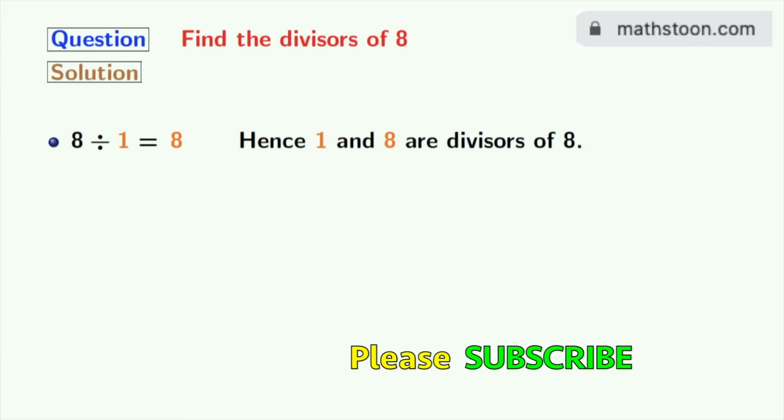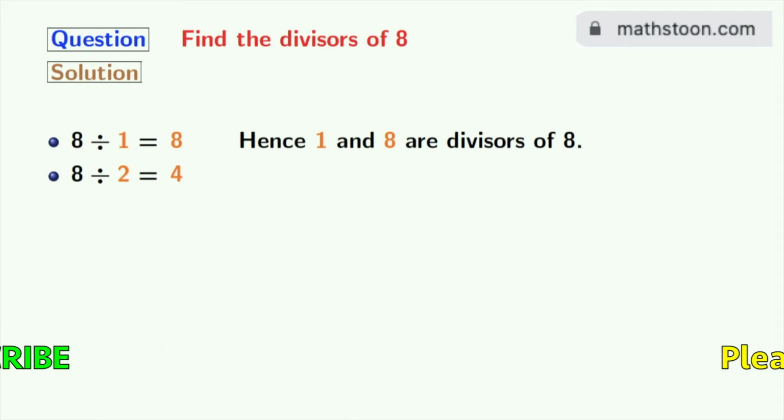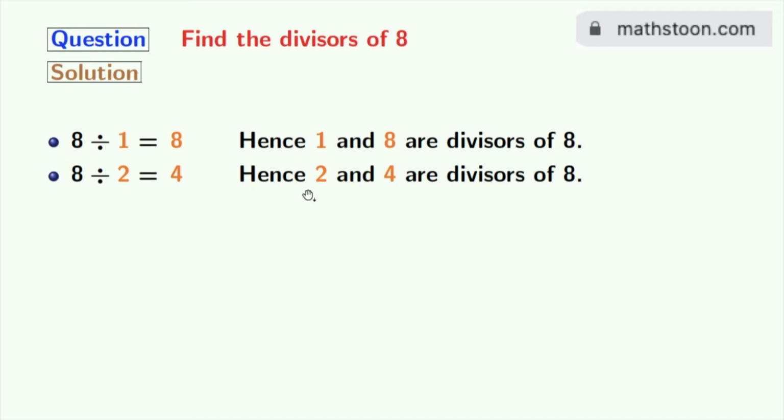Now we will try for 2 and we get 8 divided by 2 is equal to 4. Hence, 2 and 4 are the divisors of 8. Next, number 3 does not divide 8. Next comes 4, which is already here. So we will stop dividing right now.